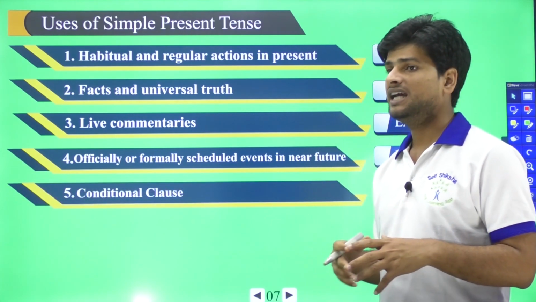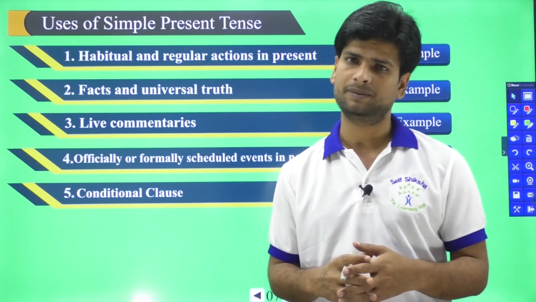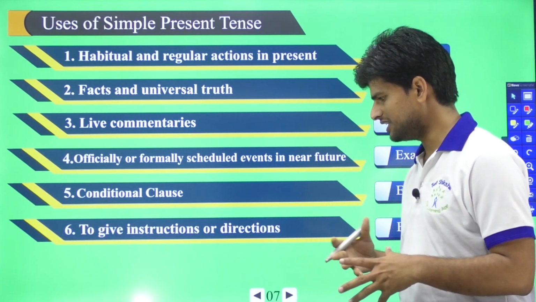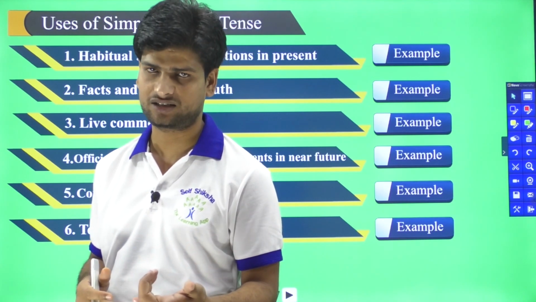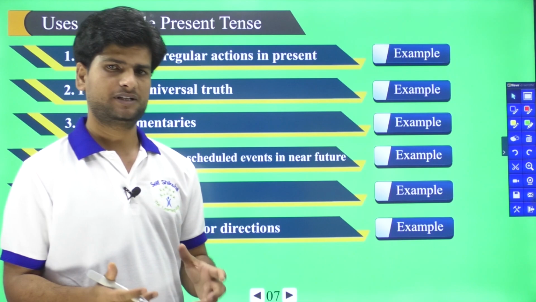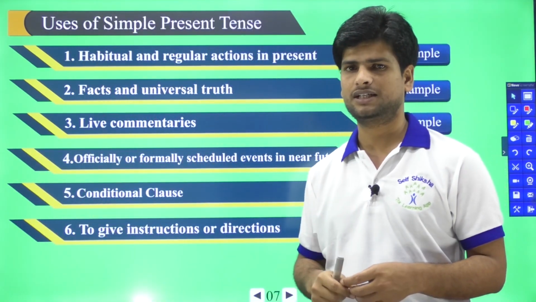Next one is in conditional clauses. इसको हम समझेंगे कि कंडीशनल क्लॉजेज में कहाँ पे आप सिंपल प्रेजेंट टेंस इस्तेमाल करते हो. And the next one is to give instructions or directions. For example, आप किसी को कुछ instructions दे रहे हैं, do as directed. तो do is V1 and it is the simple present tense. तो ये जो 6 uses हैं, एक एक example से आपको और ज़्यादा clear होगा.